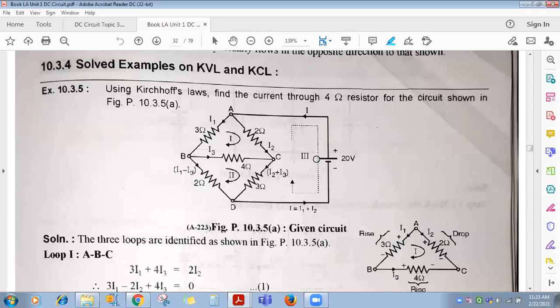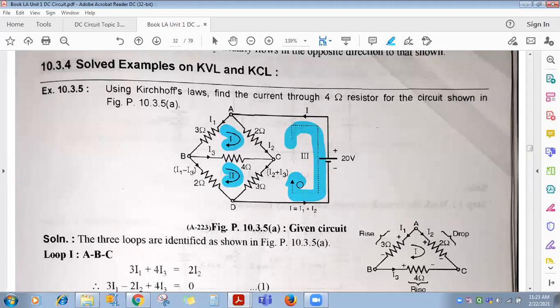If there are 3 unknown parameters, how many equations will be required? KVL equations. 3 KVL equations will be required, right? So for 3 KVL equations, you have to select 3 closed loops. So this is the first loop we are going to select. Second loop, all of you can see here, both are clockwise, and the third loop is this one, also clockwise. Clear? So 3 unknown parameters, 3 KVL equations will be required. So for that you have to select 3 loops, first one, second one, and third one.